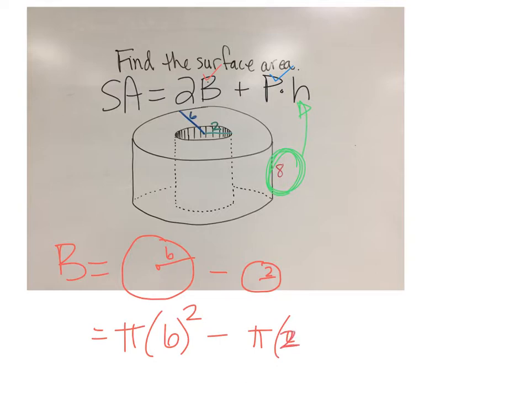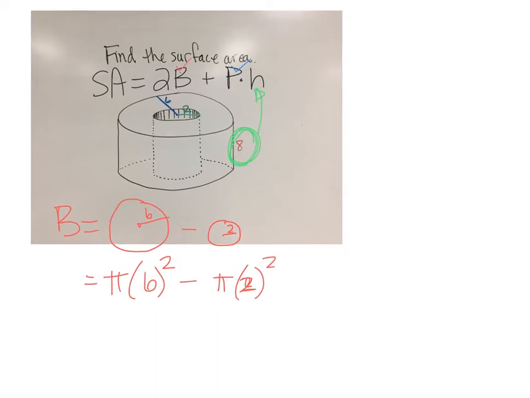So pi times 6 squared minus pi times 2 squared is 36 pi minus 4 pi, which is 32 pi square units. Because we don't have any given units, we'll just use regular old units. So the area of your base, the big circle minus the little circle, is 32 pi square units.